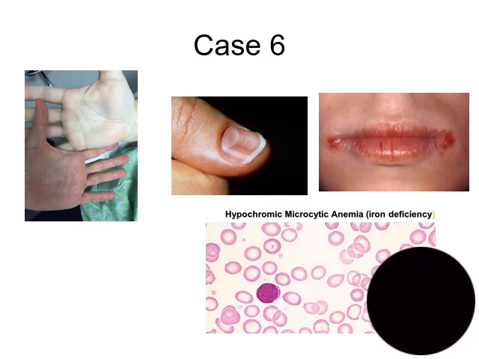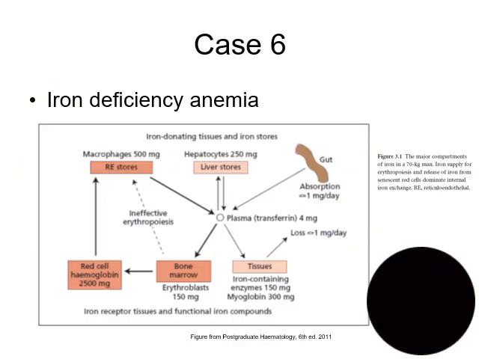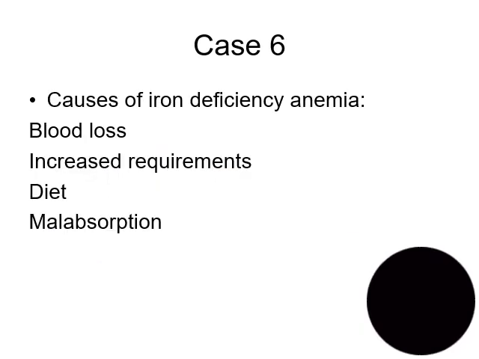The nail changes and the angular stomatitis, as you can see, then the pallor. So we agreed that this lady has iron deficiency anemia that's secondary to excess menstrual blood loss, one of the causes of iron deficiency. So causes of iron deficiency anemia can be grouped into four main categories.